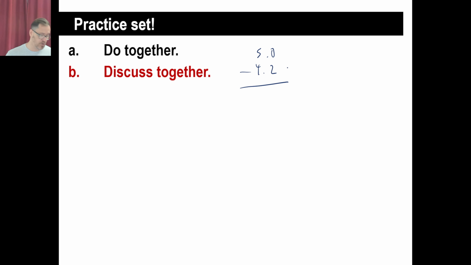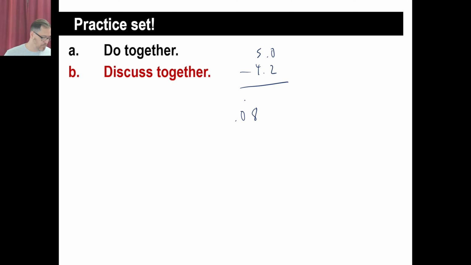0.4 times 0.2. You tell me how many digits are going to be behind the decimal in the answer. Yeah, it's going to be 4 times 2, we know is just 8. Well, there'll be 2 numbers behind the decimal, so it's going to be 0.08.